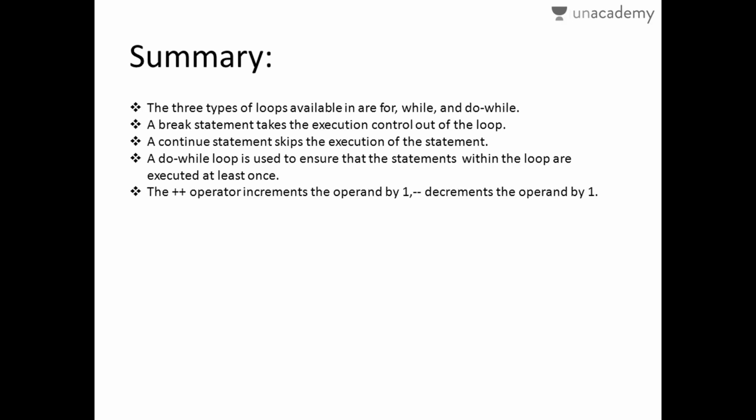Coming to the end, I'll give you a brief summary of whatever we have discussed. We had three types of loops: for, while and do while. The break statement takes the execution control out of the loop, whereas the continue statement skips the execution of the rest of the loop body, and the do while is used to ensure that the statements within the loop are executed at least once. That means these statements will be executed once before we check the condition.